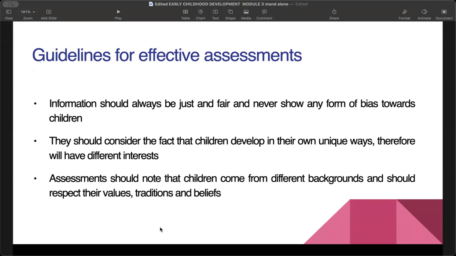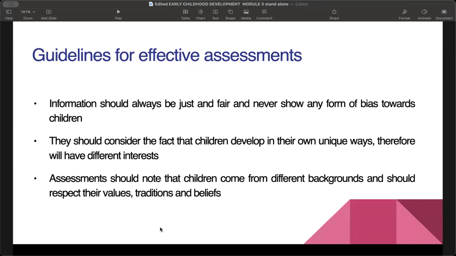All right. So firstly, we say that information should always be just and fair and never show any form of bias towards the children. You cannot assess a 2-year-old child on milestones that are only expected from a 4 to 5-year-old child. So it must be age appropriate, right?